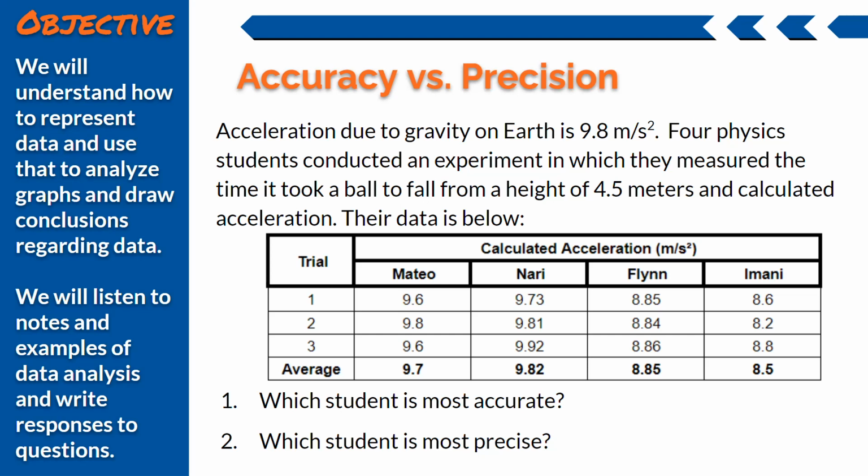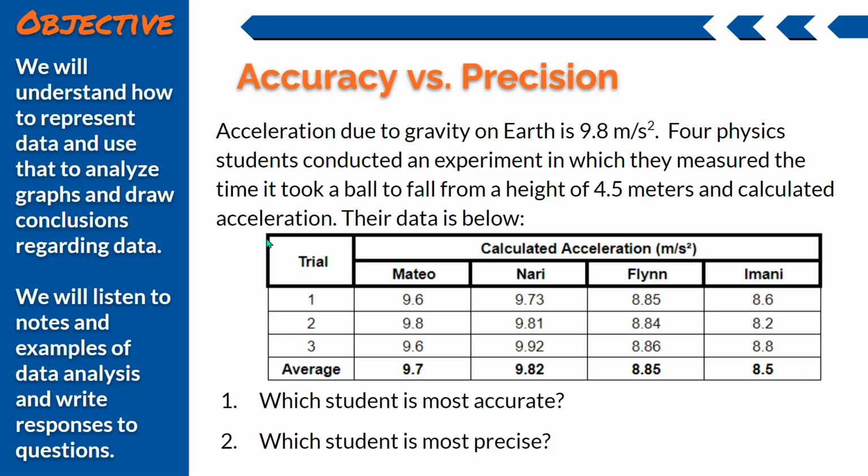All right, so let's take a look at an example with some data. These students, it says acceleration due to gravity on Earth is 9.8 meters per second squared. 4 physics students conducted an experiment in which they measured the time it took a ball to fall from a height of 4.5 meters and calculated their acceleration. Their data is below. And so I have 4 students, Matteo, Nari, Flynn, and Imani, and they have collected this data and got these averages.